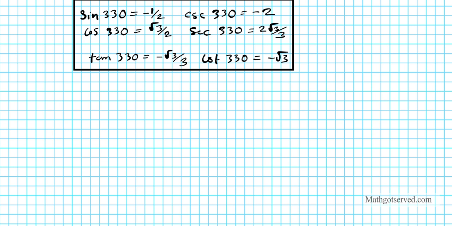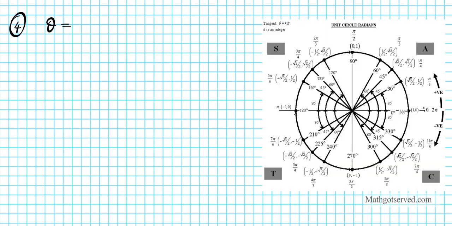For question 4, we have theta equals negative pi over 4. Note that this is a negative angle we're dealing with here, so there has to be some reflection going on, or opposite rotation. So let's look for pi over 4. This is pi over 4. Since we're looking for negative pi over 4, we're going to have to reflect up or down.